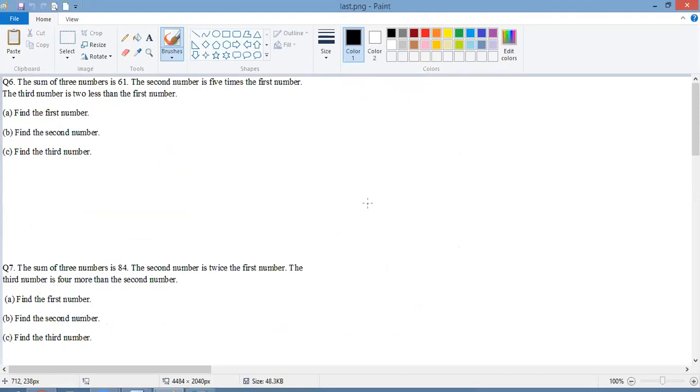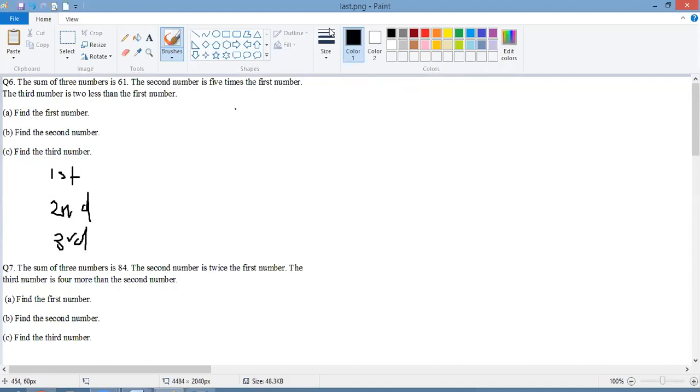So we'll go to question number 6. Okay, the sum of 3 numbers is 61. Then you have the second number 5 times the first number, and the third number is 2 less than the first number. So always for this kind of question, I will write something like this. So you got first number, second number, and third number.